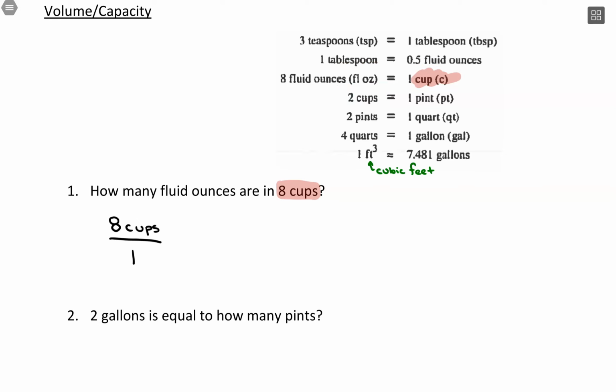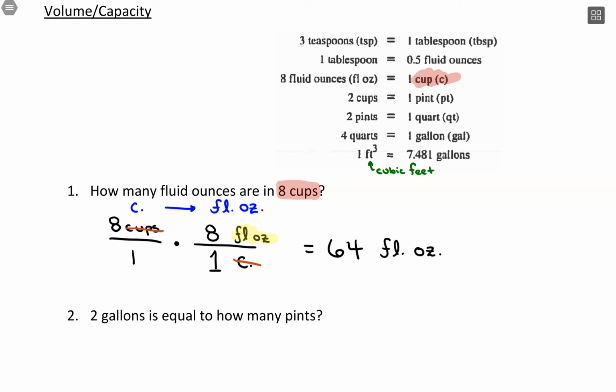So I want to use the fact that 8 fluid ounces is equal to 1 cup. So we're going to be able to start with cups and just convert directly to fluid ounces. So with that, we want to cancel out cups and we want to keep fluid ounces. And we know 8 fluid ounces is equal to 1 cup. So cups cancel out. We're just left with fluid ounces. In terms of math, we're just doing an 8 times 8, which is 64. So 64 fluid ounces, and we're done.